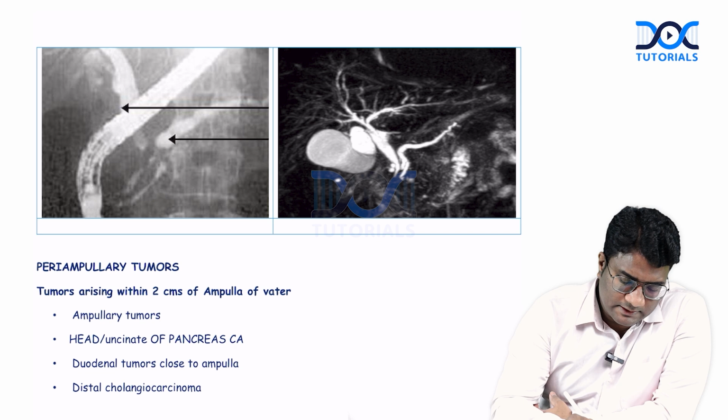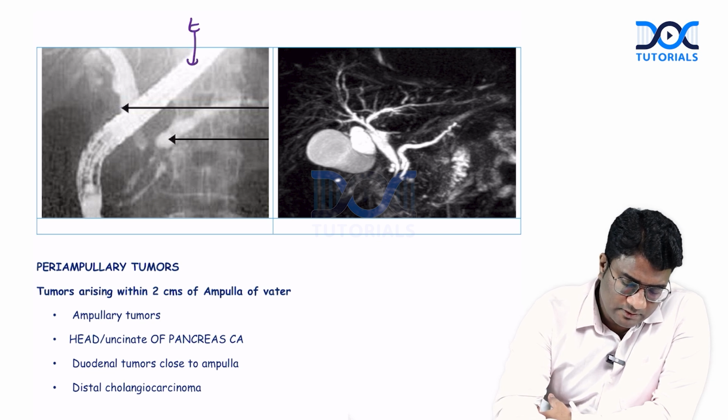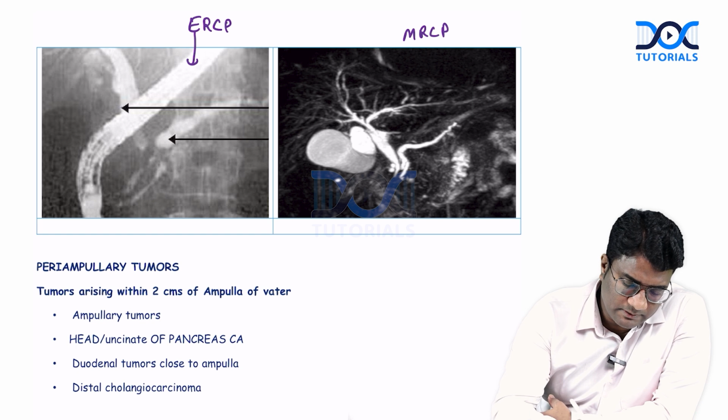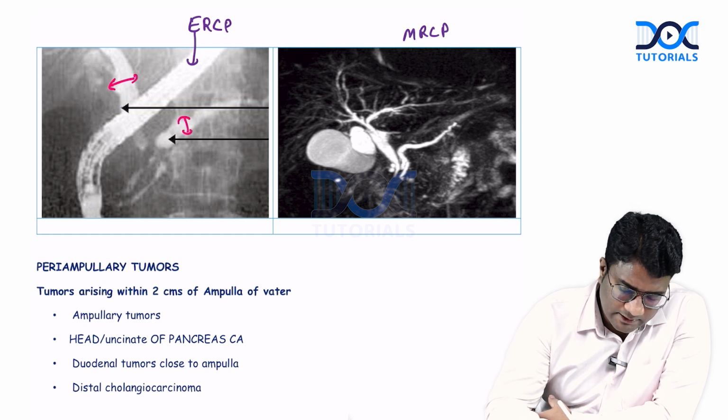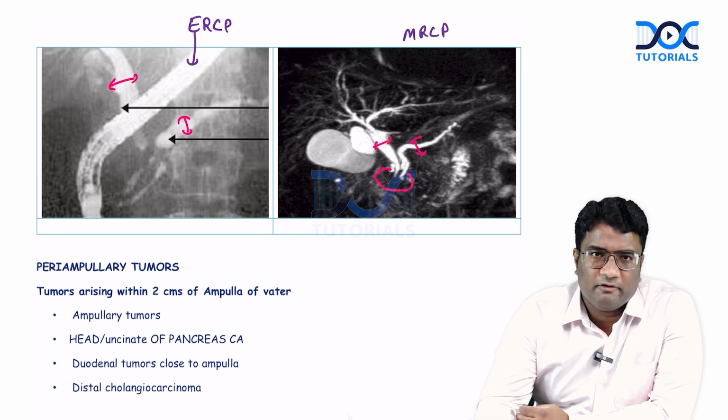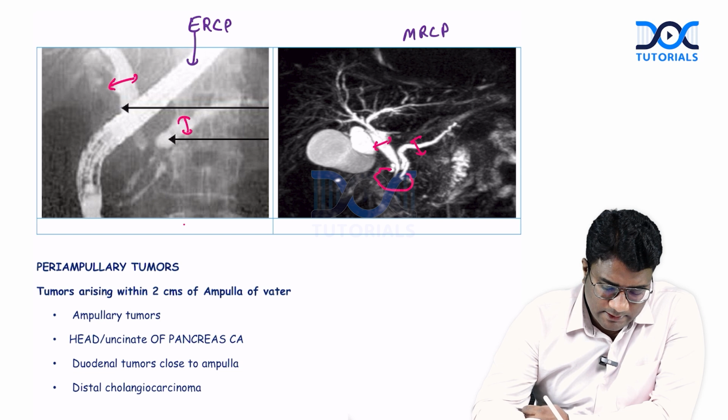So, here you can see this is an ERCP image and this is an MRCP image, and in both these images I hope you can notice the CBD is dilated, the pancreatic duct is also dilated. The pancreatic duct and the CBD are dilated because of a mass around the ampulla of Vater. So, this is double duct sign.